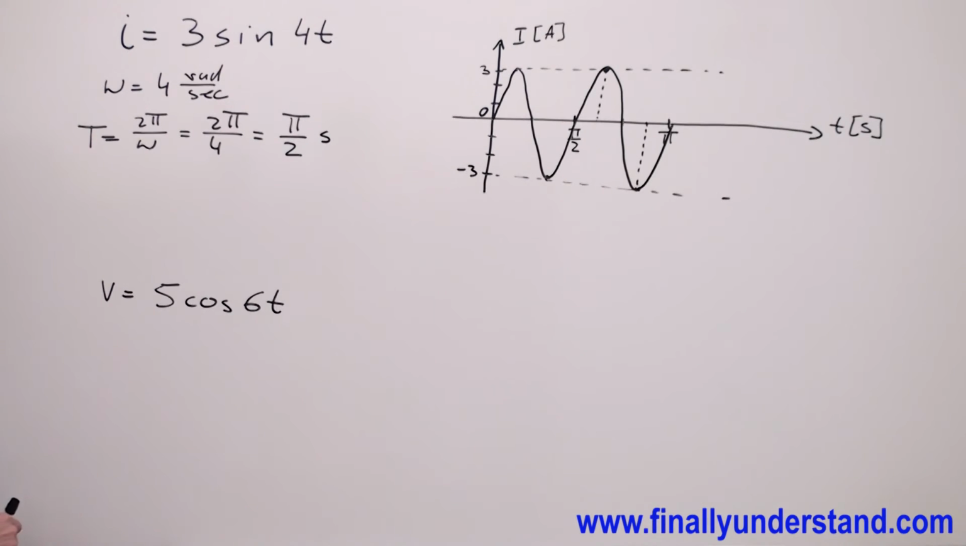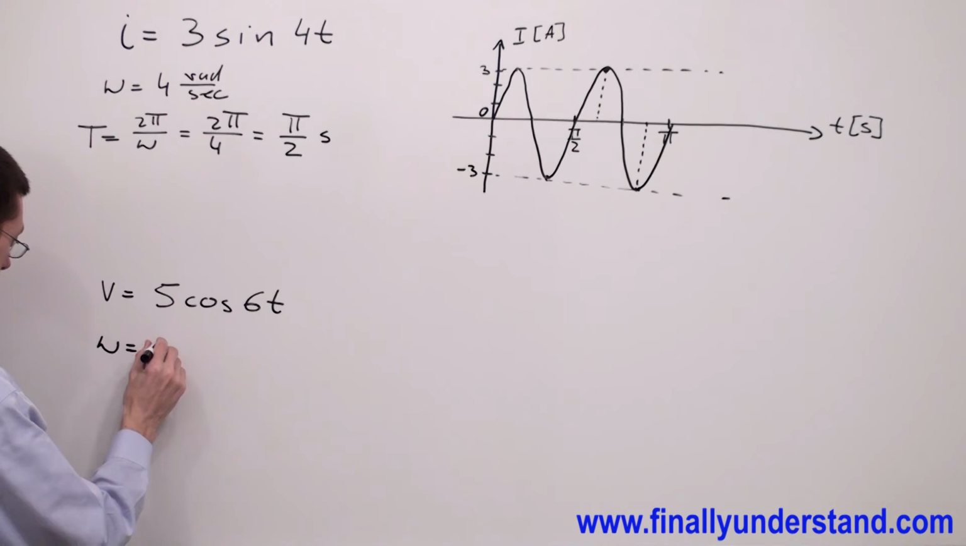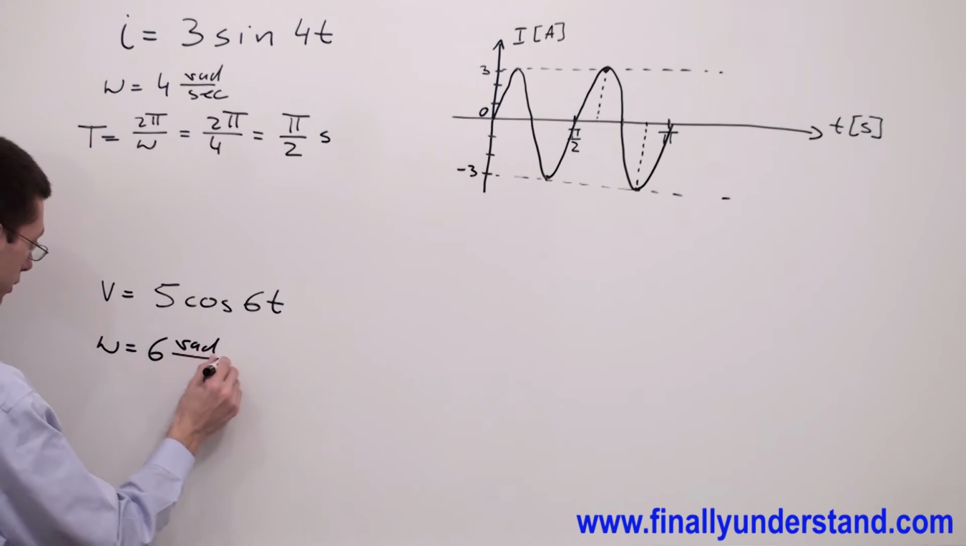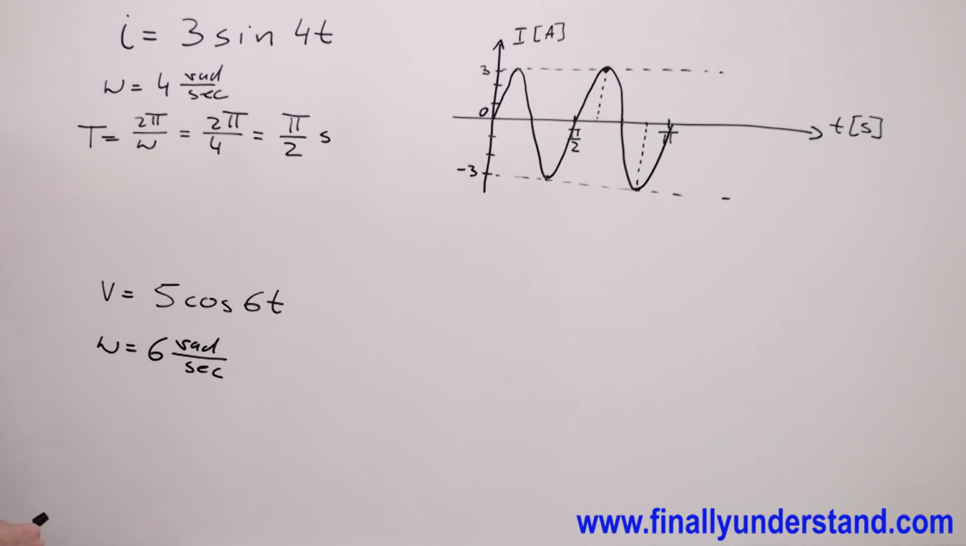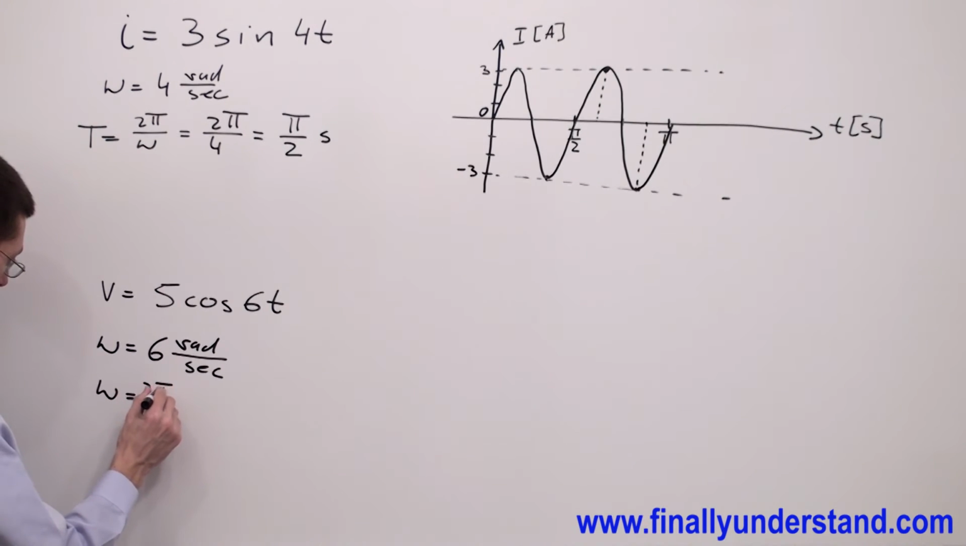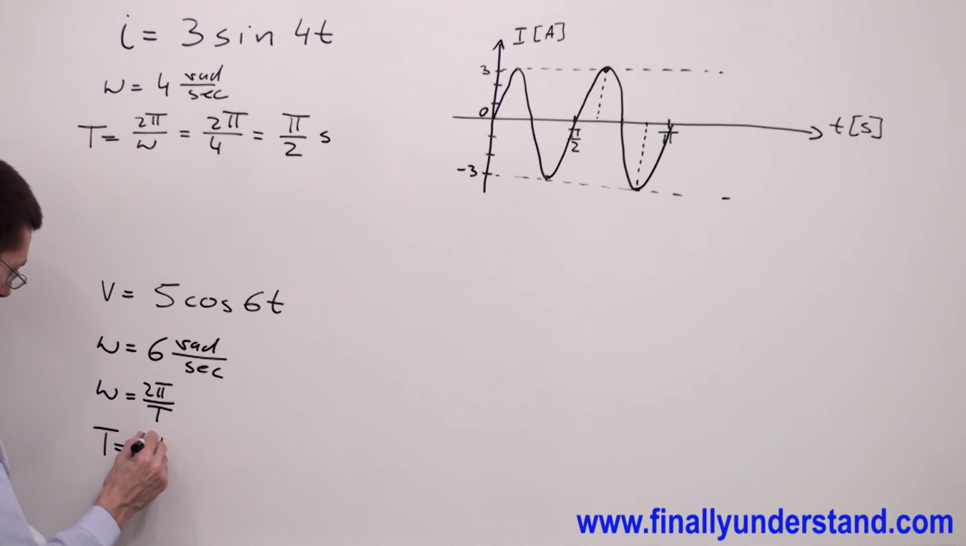Next, let's take a look at the second example. We have 5 cosine 6t. Again, omega in this case is equal to 6 radians per second. Remember, omega, angular velocity, is measured in radians per second. Period, let me just show you one more time, I can find from omega. Omega is equal to 2 pi over T. If you want to find the period, simply you have to divide 2 pi over omega.